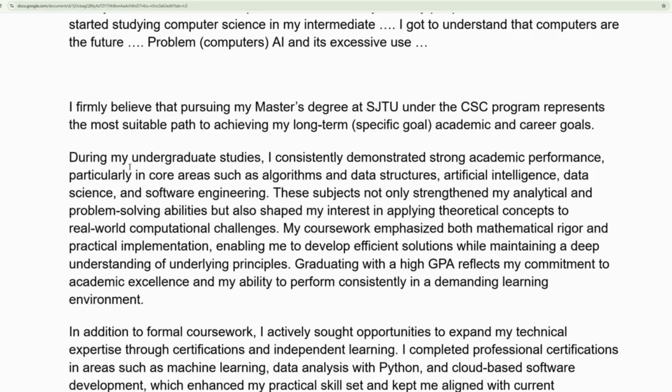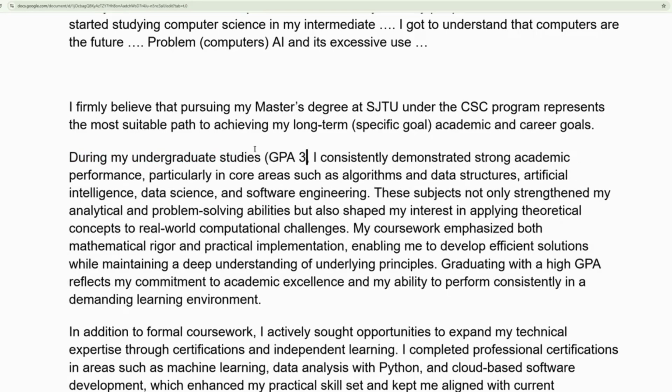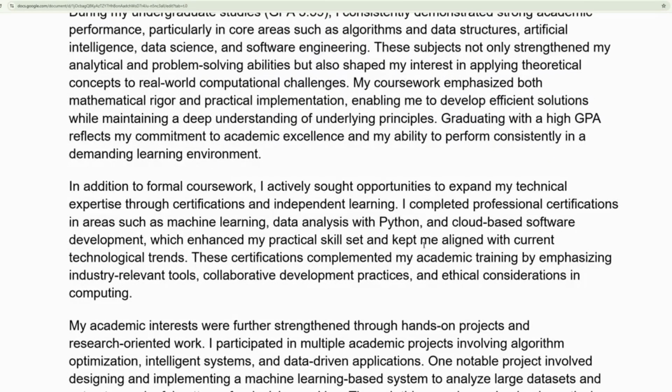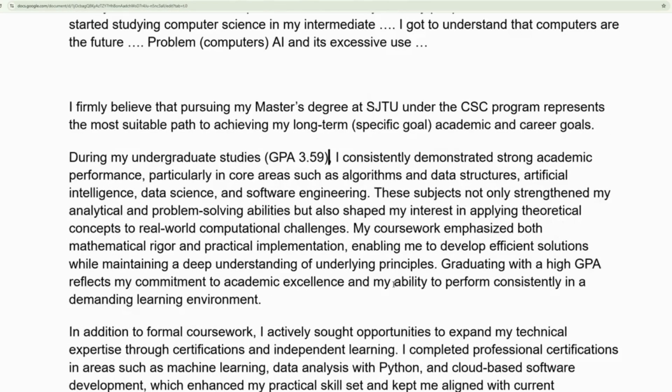And then, of course, you could talk about your undergrad. Here we have deleted that paragraph where your GPA and everything was mentioned. So here you briefly mention, during my undergraduate studies, maybe in brackets, your GPA was 3.59 and so on. This is how you can build up the interest of the reader to read your statement of purpose and then perhaps consider your application for the scholarship.